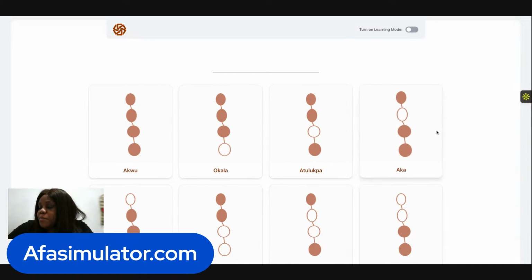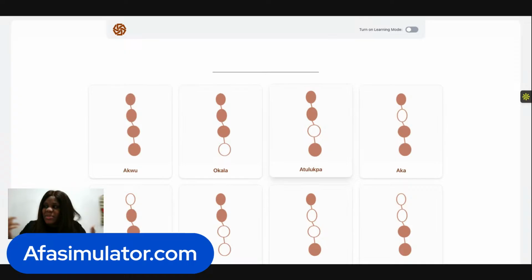Oh gosh, okay. Aku, aku, okala, aku, okay. Okala is the opposite of obala. Got that one. Atuluba, atuluba, and aka are like the middle ones reversed. So atuluba is close, close, open, close. And the aka is the reverse of atuluba, just in the middle. Aka, we know what aka is.